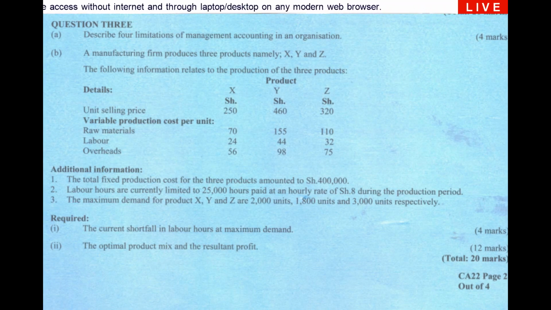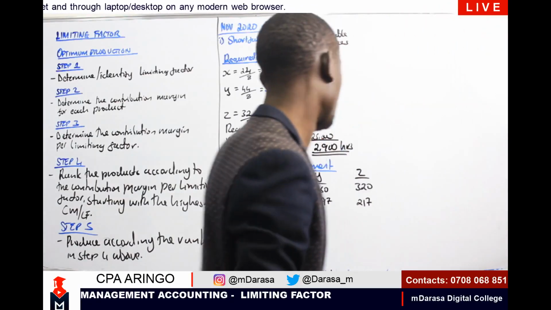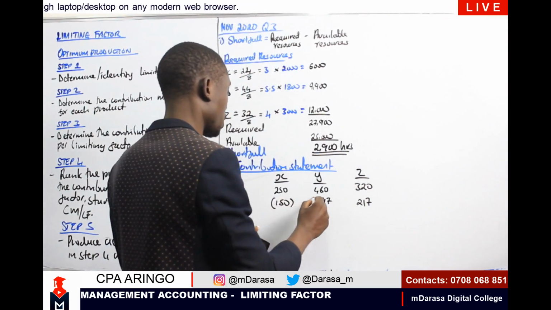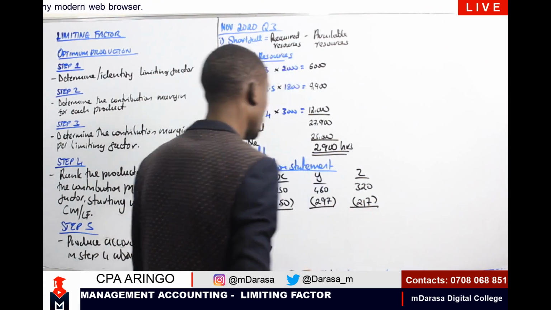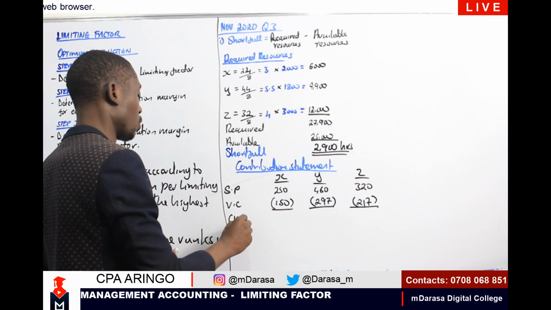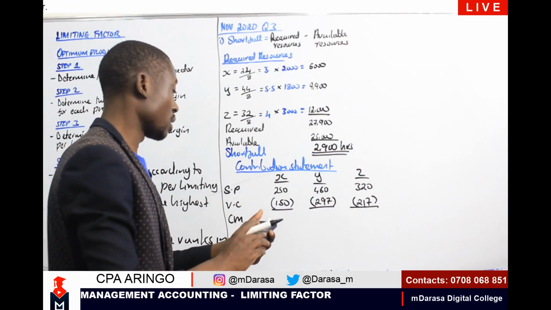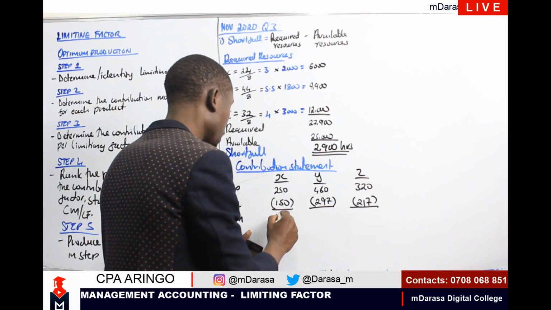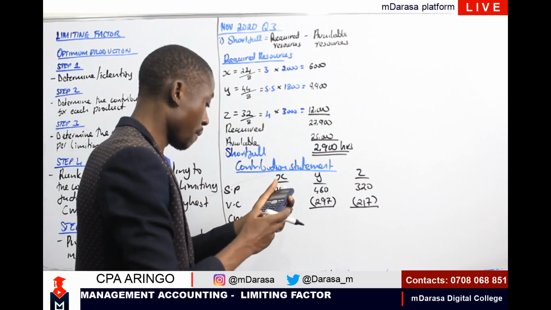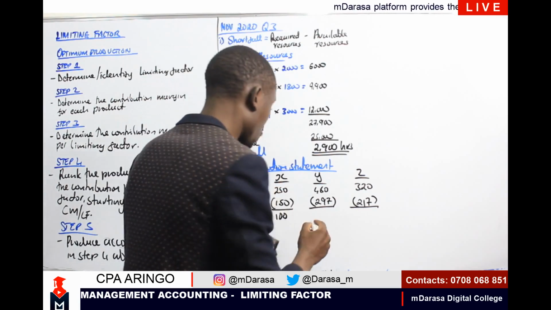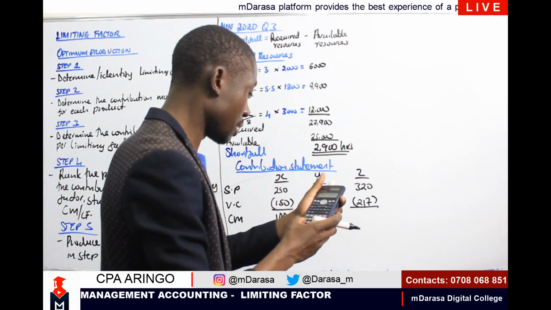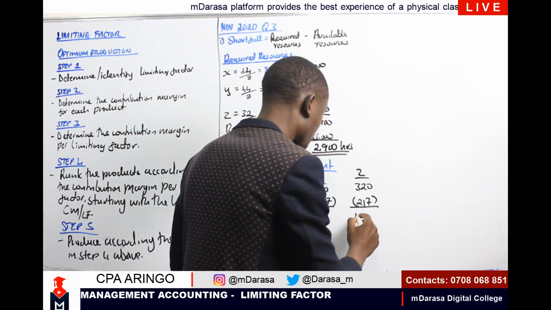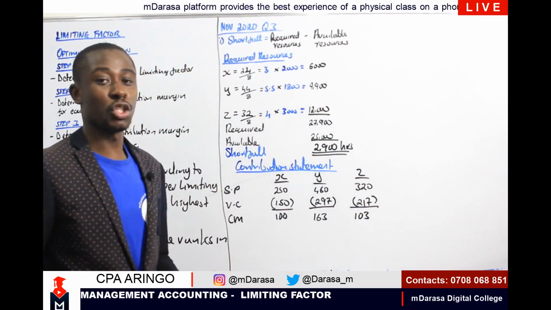Believing that we are all together up to that point. These are our variable costs that we have determined. Now, having our selling price and our variable cost, confidently I can determine our contribution margin. For the first case, I should be having 100. For 460 minus 297, that should give us 163. 320 minus 217, that should give us 103, being our contribution margin.